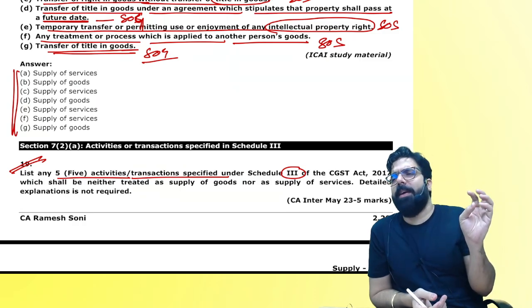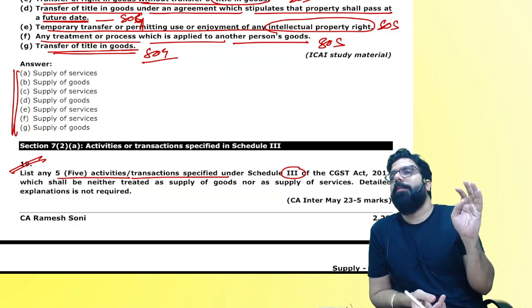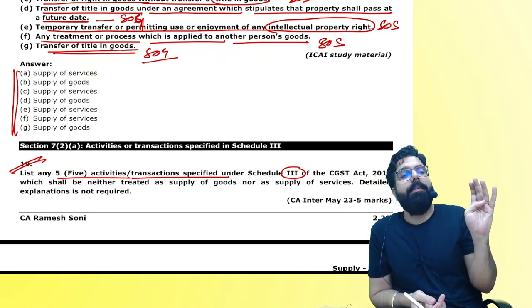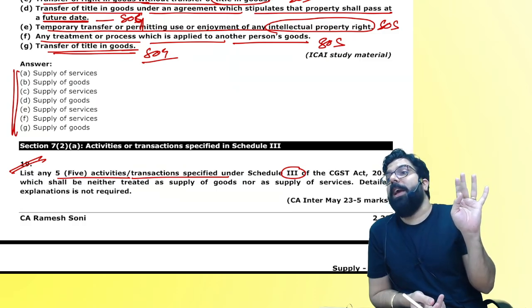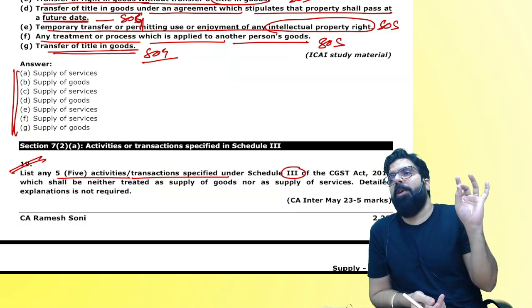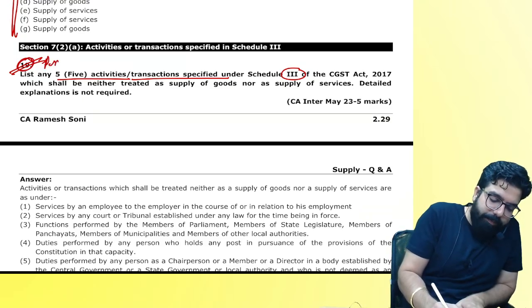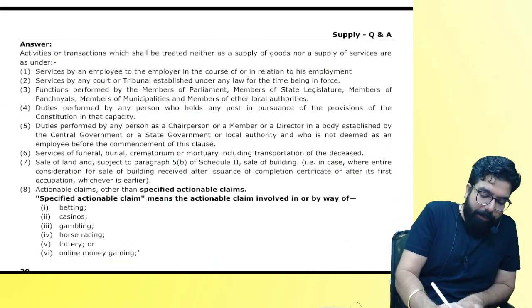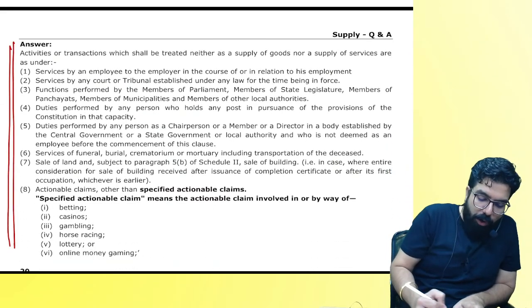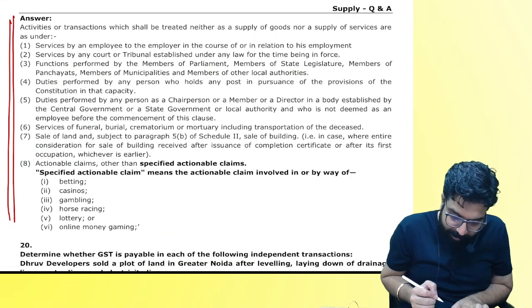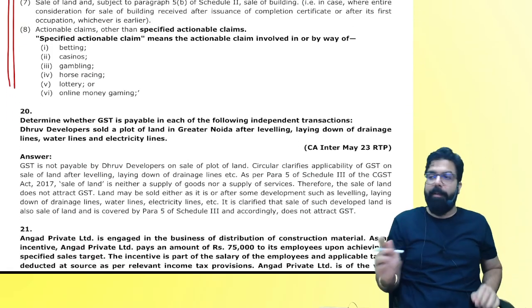G for MLA, MPs' service. Then constitutional post holder. Then CMD, chairperson, member or director of a body established by the people. Will you practice question number 19 today? Will you today practice question number 19? Please do. If you don't know how to write the law, you will not get good marks in the exam. Please practice. Chalo, next.